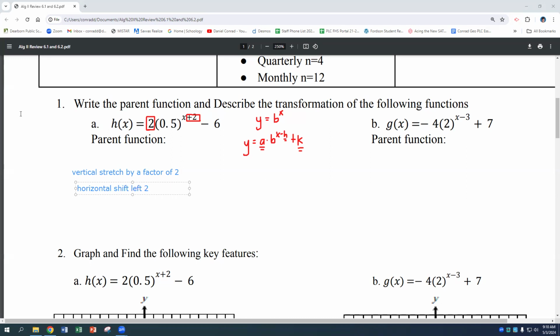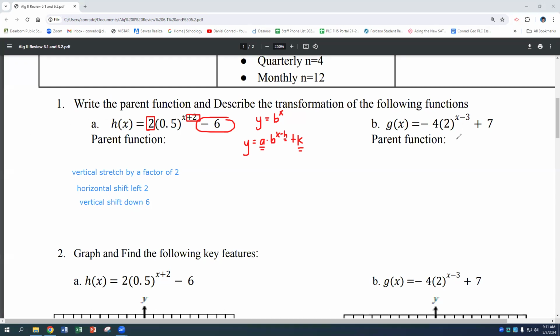Right, and then we have this minus 6 here, which is my k value. So that means we have a vertical shift 6 down. All right, so we have the a, the h, and the k. The a here is telling us it's going to be a vertical stretch by a factor of 2. The x plus 2 is really x minus negative 2, so we switch the sign and go left 2, and then down 6.